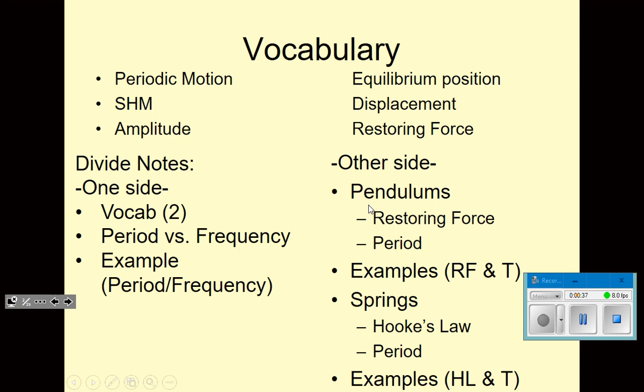If you flip it over to the other side, you should then have it as pendulums, and inside that pendulum square, you're going to have restoring force and period information about a pendulum. Then you're going to have an example. You're going to have 2 examples for the pendulum in another square. Then the third square on the back should have springs, and you're going to have Hooke's law and period for springs in that square. And then you're going to have a square that is for examples of those 2 things for a spring.